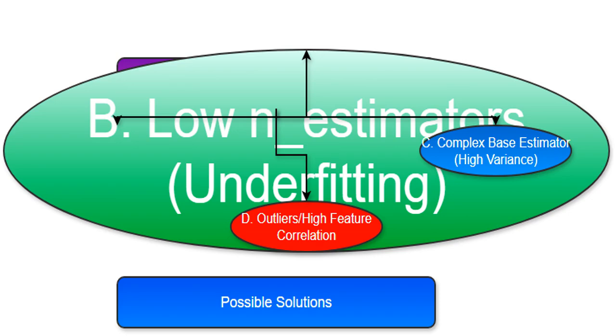Imagine you're building a house with only a few bricks. The structure is weak and easily wobbles. A low number of estimators, N_estimators is the number of weak learners combined in AdaBoost, means the model is too simple. It underfits the data. Small changes in the input easily throw off this fragile model. I'll need more bricks, more estimators to make it strong.